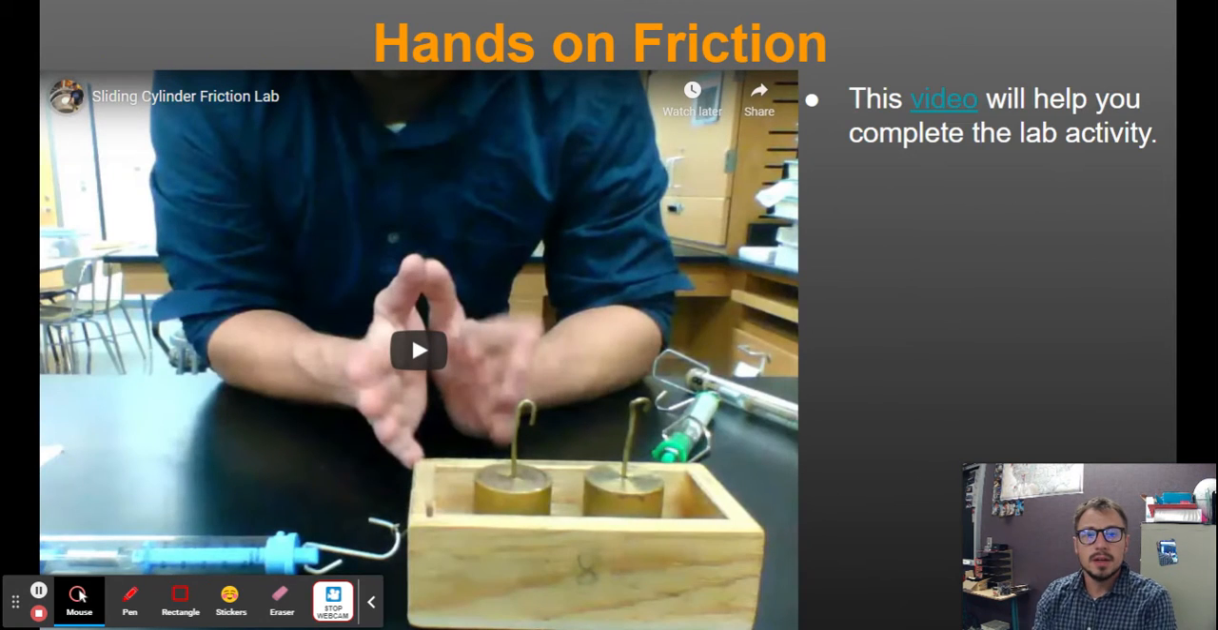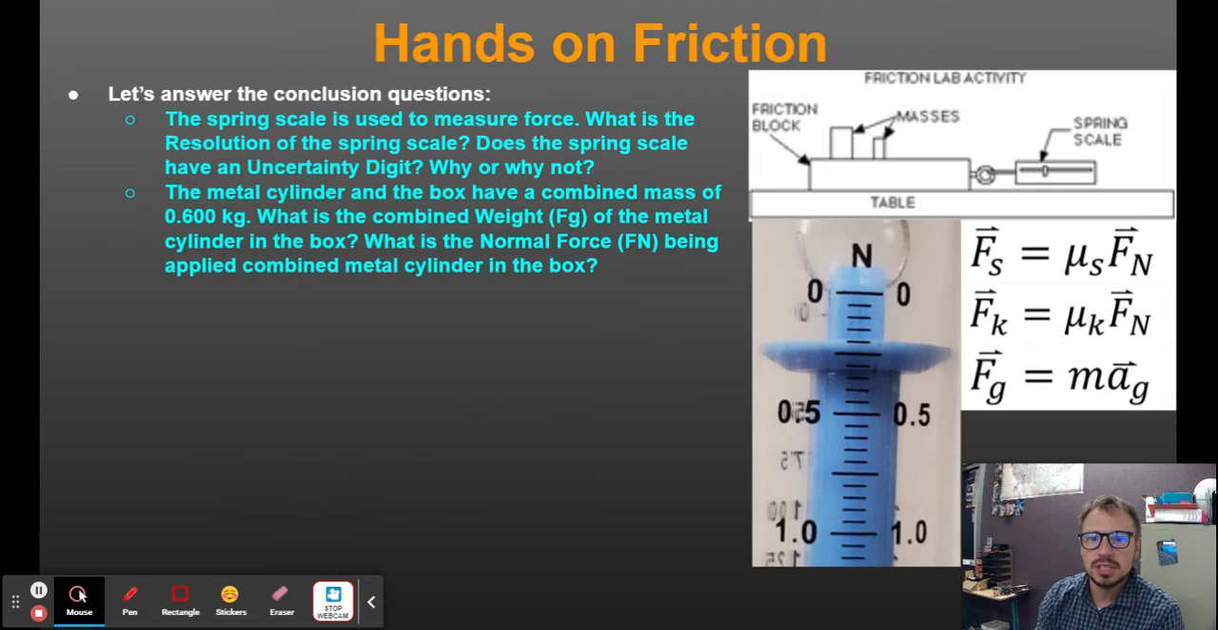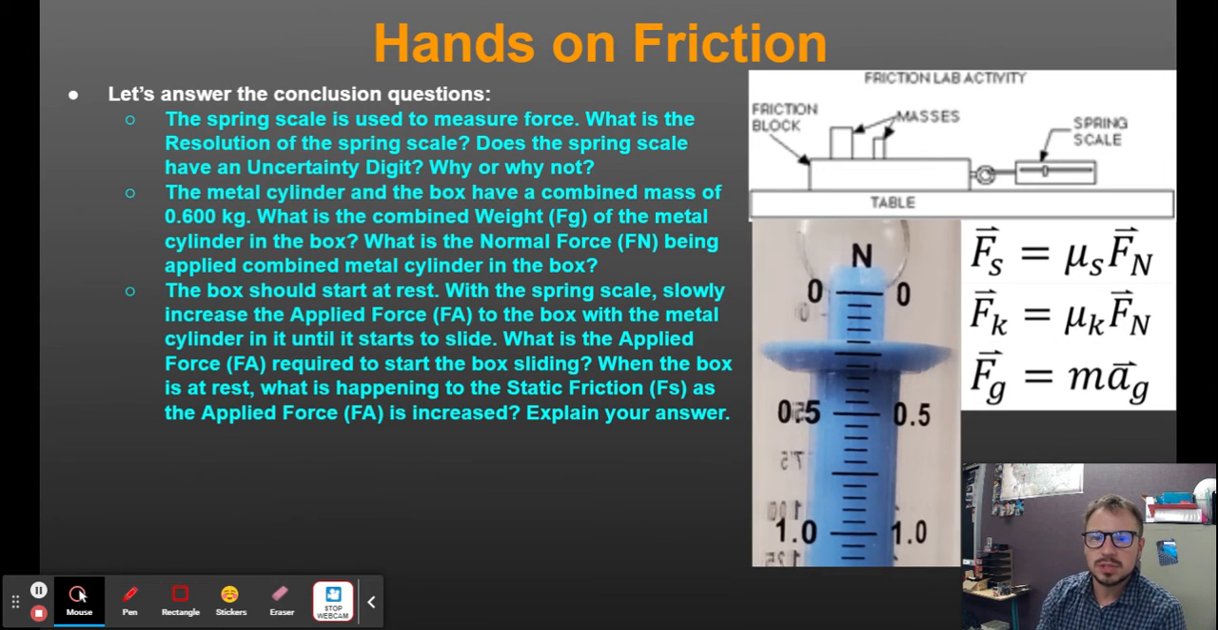So this brings us to that hands-on friction lab. The first thing asks you about resolution and uncertainty digit. It asks you to find the weight and the normal force of those cylinders, and I think it comes out to 7 newtons. The box should be at rest with the spring scale. So what you're going to do is slowly pull that cart until it just starts to slide, and that'll give you that maximum amount of static friction that you have to overcome.